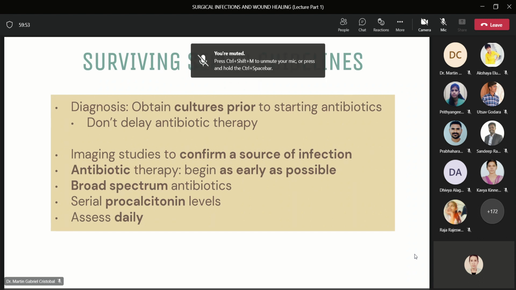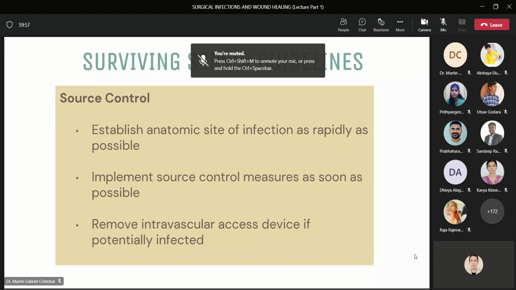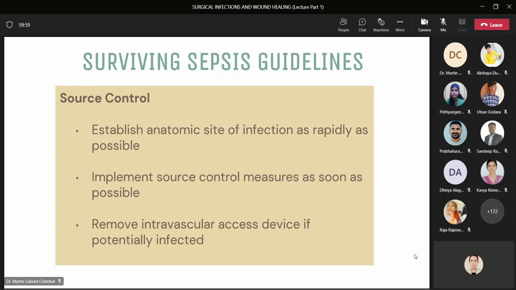Next is source control. One should establish an anatomic site of infection as rapidly as possible and implement the source control measures as soon as possible after initial resuscitation. So remove the intravascular access devices if potentially infected.